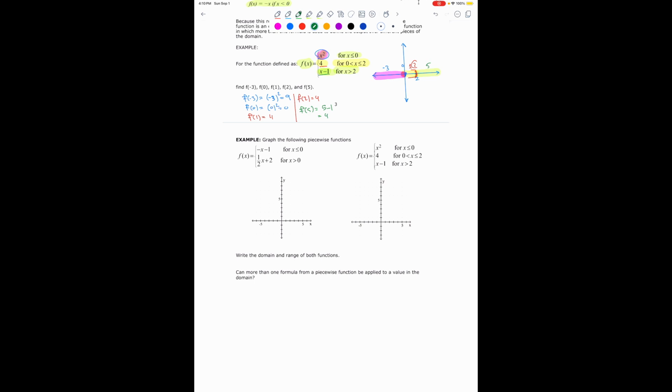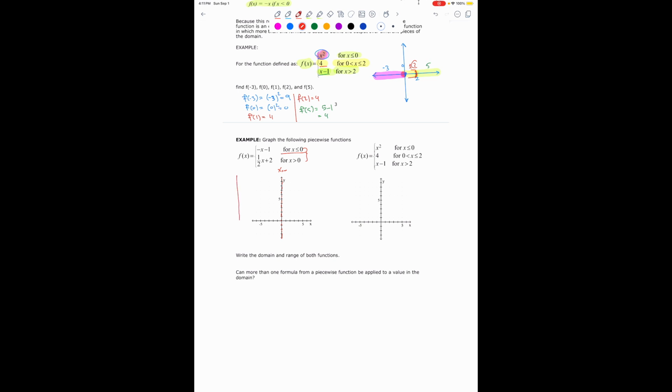Let's say we want to graph the first function, f of x is equal to -x minus 1 for x less than or equal to 0, and it's 1/2 x plus 2 for x greater than 0. So what I like to do is first to determine the intervals. So the intervals break at this point, which is basically x is equal to 0. Now, I'm going to create two tables. One table is going to include values that are less than or equal to 0, and another table that is going to include x greater than 0.